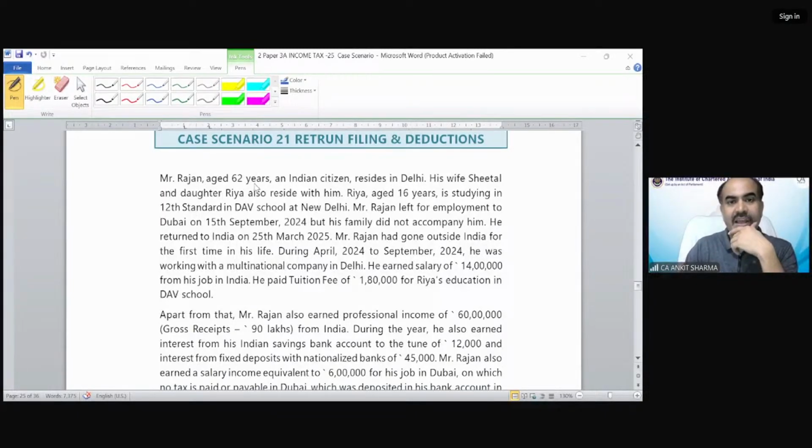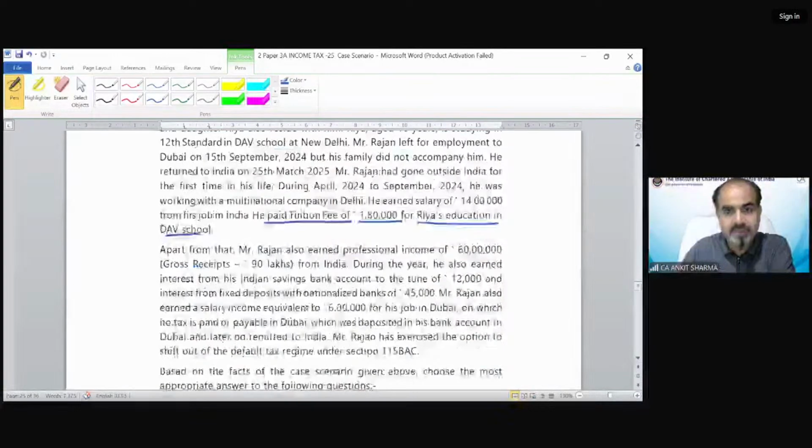So Mr. Rajan, age 62 years, an Indian citizen, resides in Delhi. His wife Sheetal and daughter Ria also reside with him. Ria, age 16, is studying in 12th standard. Rajan left for employment outside India in September. This information is relevant for the purpose of deduction. He paid tuition fees of 1,80,000 for Ria's education in DAV school. First important information: this is for section 80C.